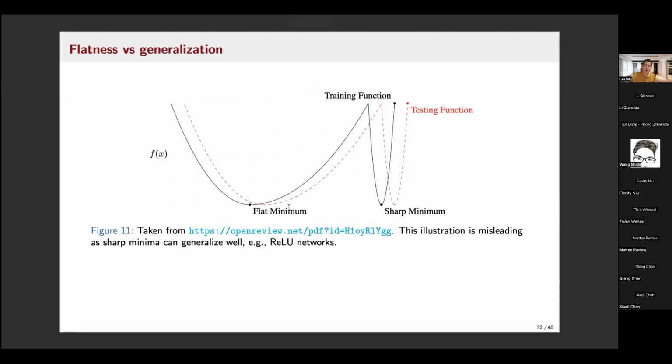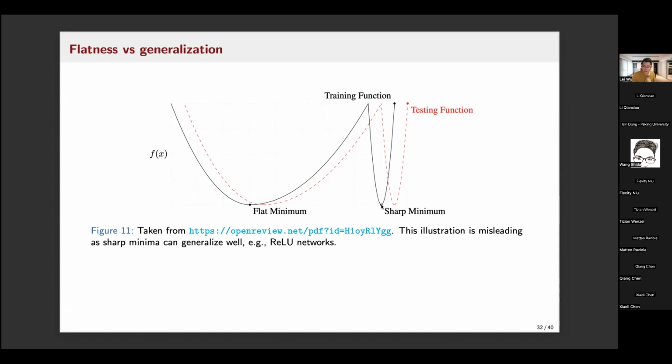The black curve corresponds to the training landscape, and the red curve corresponds to the testing landscape. The training and testing landscapes have some deviation because of the finite-sum effect. You can see from this illustration that flat minima are robust to the small deviation, meaning that in the testing landscape, the flat minimum also has a very small error.